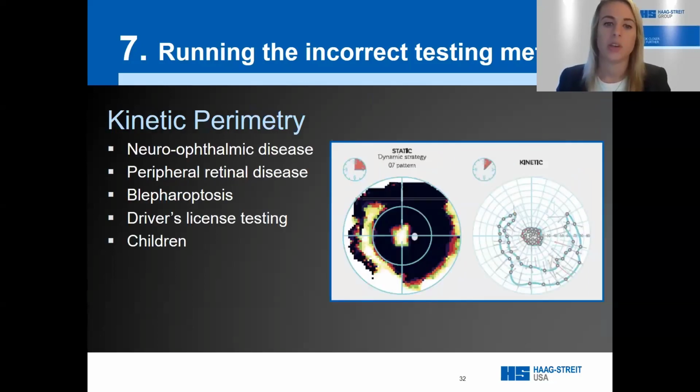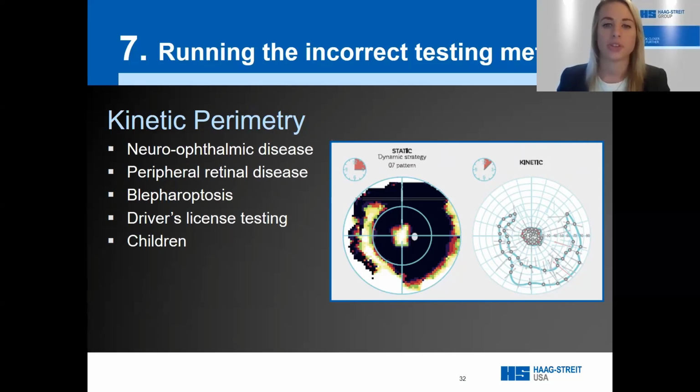Alternatively, when we are testing outside the central 30 degrees, kinetic is the most efficient test method. It is more patient-friendly and has a higher spatial resolution than static. Kinetic testing is the best option when we test for neurological disease, peripheral retinal disease, ptosis, driver's license testing, as well as when we're running a field on a child.